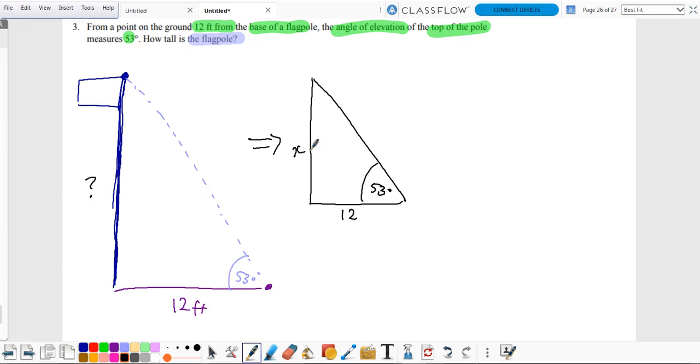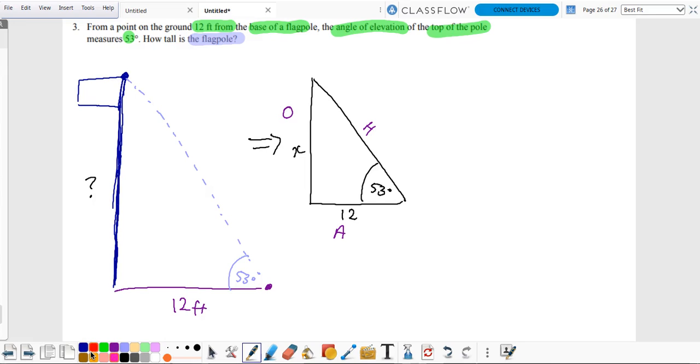It's that kind of question. So if you want to, you don't have to be as detailed as me, just go straight to that. But I know you youngins love drawings. So there's my angle of reference, so that's going to be my opposite. That's my adjacent. There's my hypotenuse.